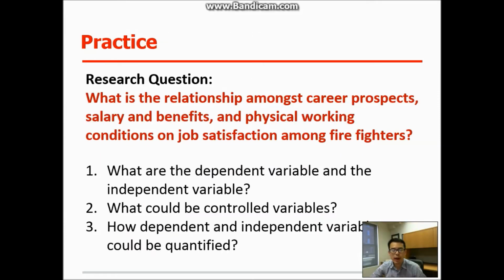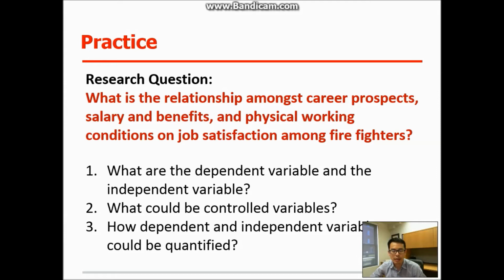So here is a practice for the four variables we just defined. What is the relationship amongst career prospects, salary and benefits, and the physical working conditions and job satisfaction among firefighters? And so to look at this question, you should first identify what are the dependent variables and what are the independent variables. And obviously, the dependent variable will be the effect or outcome.